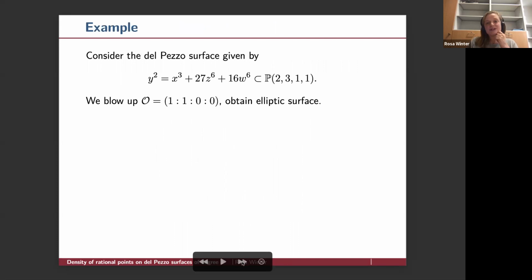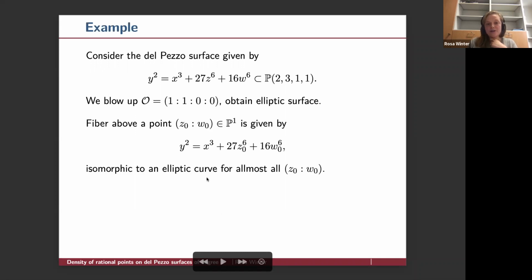As an example, if I have the Del Pezzo surface given by this homogeneous equation of degree 6 in this weighted projective space, then we blow up this annoying point and we obtain the elliptic surface. And the fiber above a point is exactly the fiber you would think it is. It is given by this equation, and this is isomorphic to an elliptic curve for almost all points in P1.